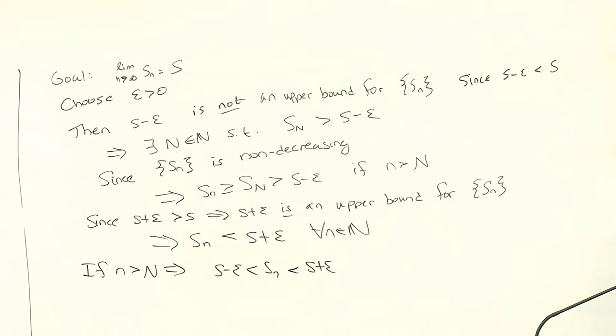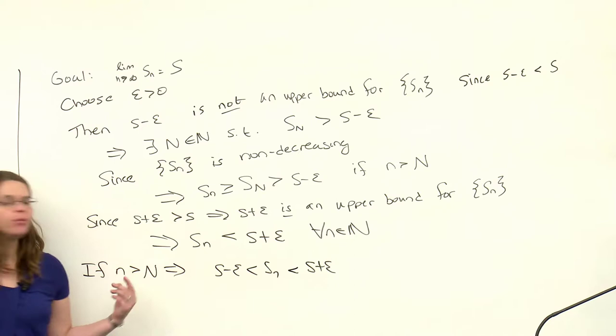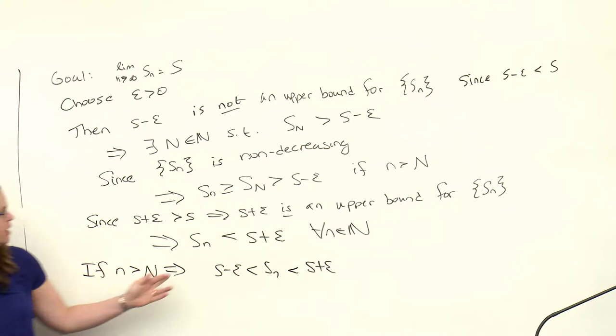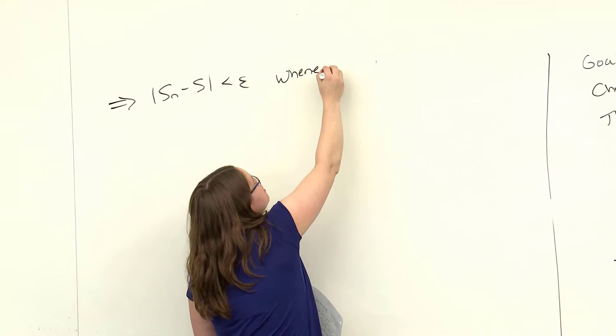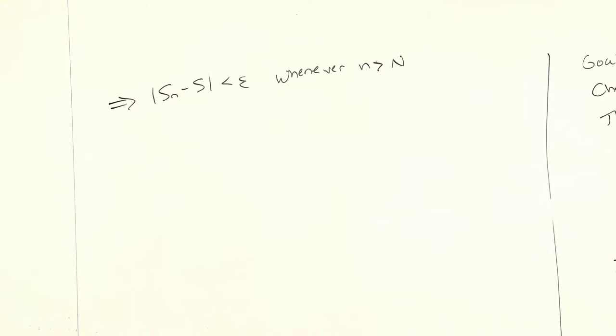That's saying that, okay, again, we don't know what happens to our sequence initially, but once we hit a certain tolerance, once we hit capital N, beyond that, the sequence always stays within this epsilon distance of the number S. So that means that, in particular, Sn minus S is less than epsilon whenever N is bigger than capital N. That's the proof. That's the definition of convergence, right?